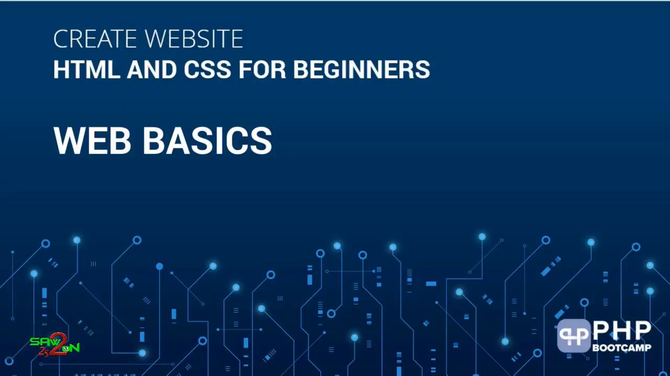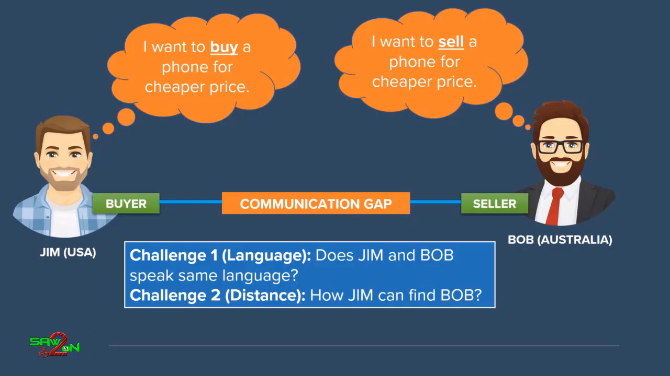Welcome to the lecture. Let's understand what is protocol. Let's do a quick review of what challenges we are solving here. So we have seen the communication gap between Jim and Bob, wherein Jim is a buyer and Bob is a seller. Jim wants to buy a phone and Bob wants to sell the phone. Challenge 1 is the language challenge: do Jim and Bob speak the same language? Challenge 2 is the distance: how can Jim find Bob?